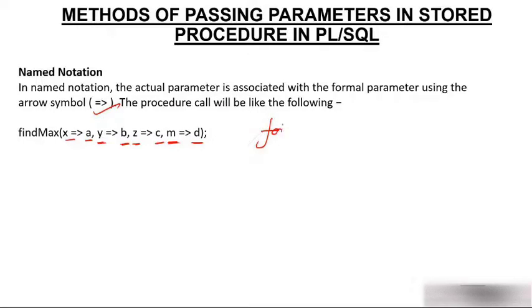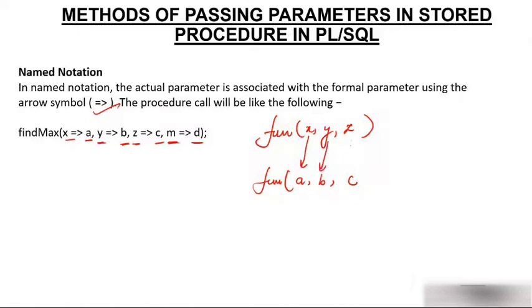Suppose my function is fun, and the actual parameters I want to pass are x, y, z. These are three parameters, and suppose this is the definition: fun(a, b, c). In positional notation the values are passed as they are, but in named notation you can pass the x value to c, the y value to a, and the z value to b. So in named notation the sequence is not required. Whatever pattern you want to follow, you can follow.